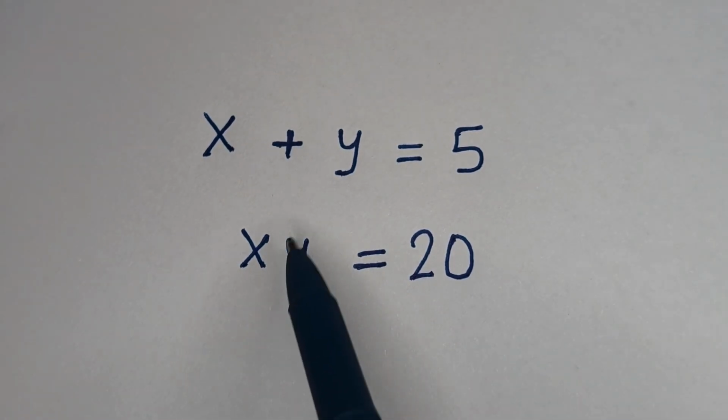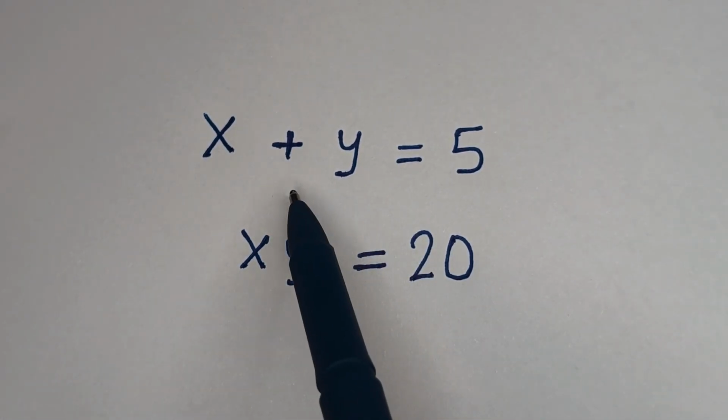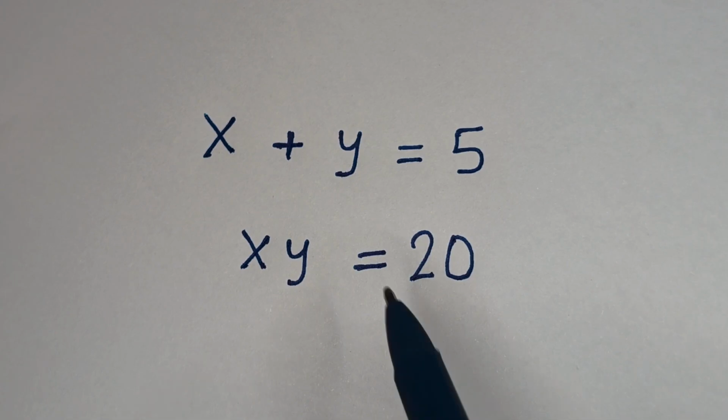Hello, how to solve for x and y in this equation? x plus y is equal to 5, xy is equal to 20.